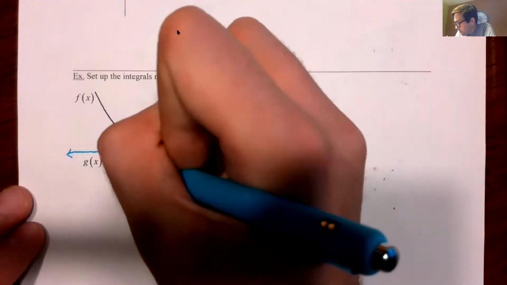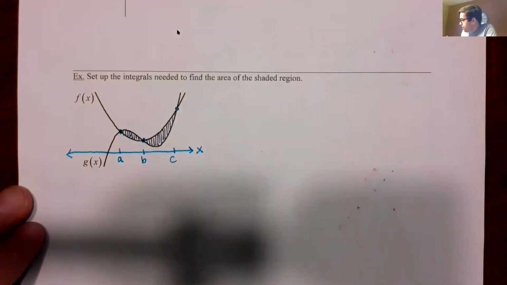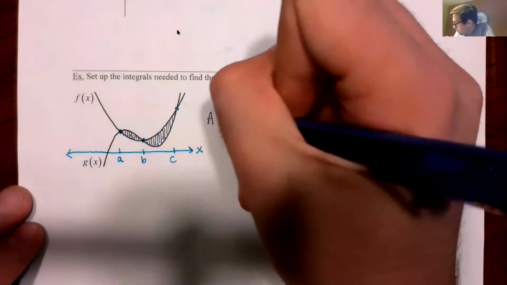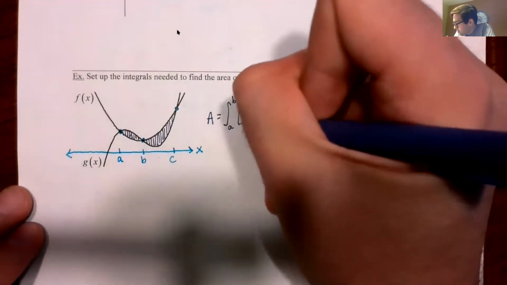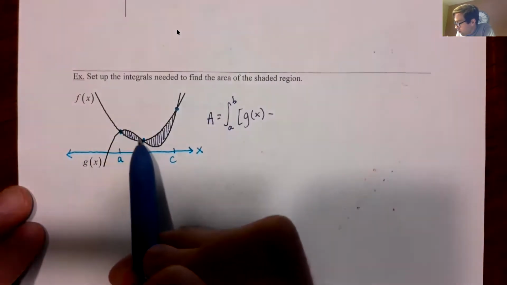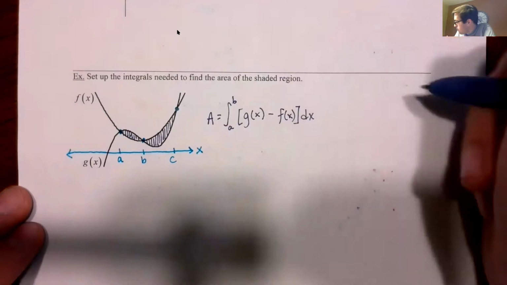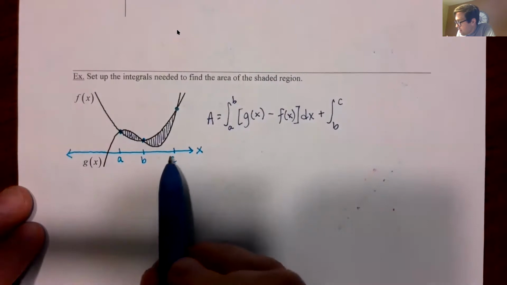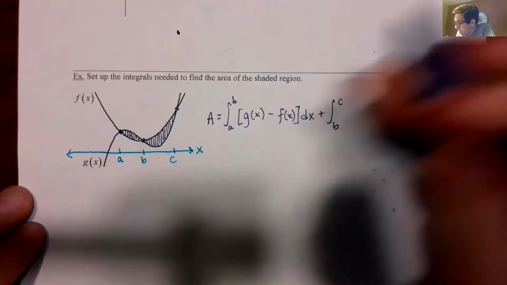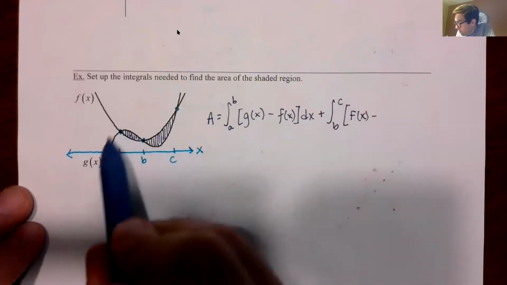So I'm going to label these x values as a, b, and c. And so our area is going to be the integral from a to b. And from a to b, the upper curve is the g of x. And the lower curve is the f of x. And we're going to add the integral from b to c. And this time, the upper curve is the f of x. And the lower curve is the g of x.